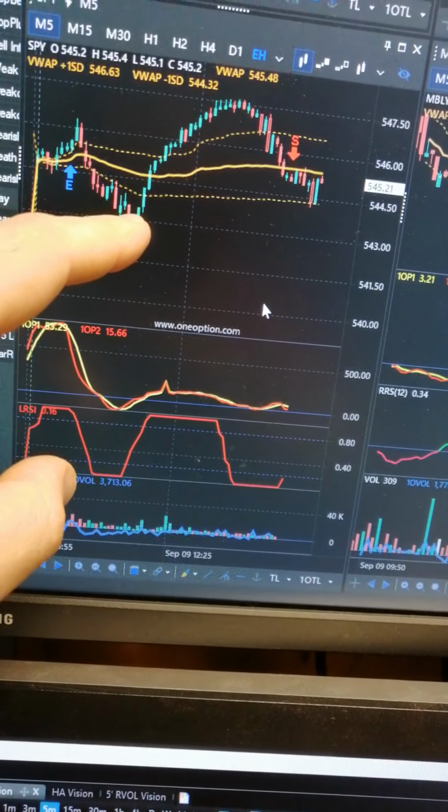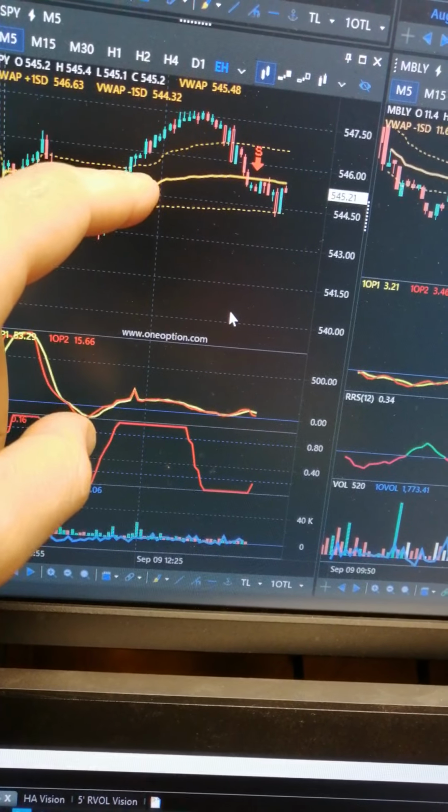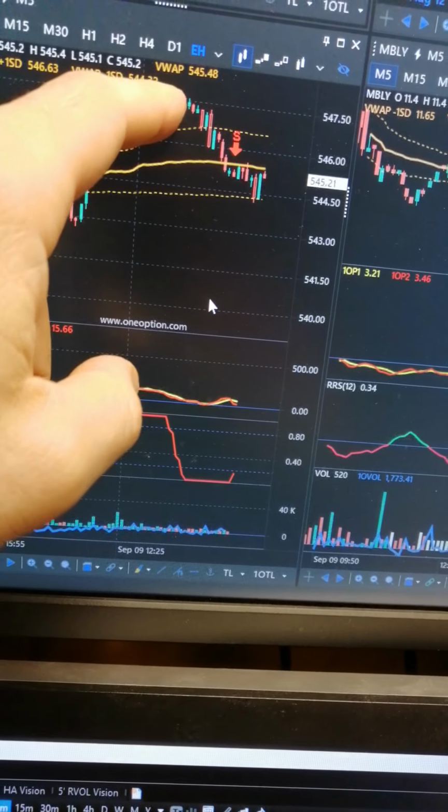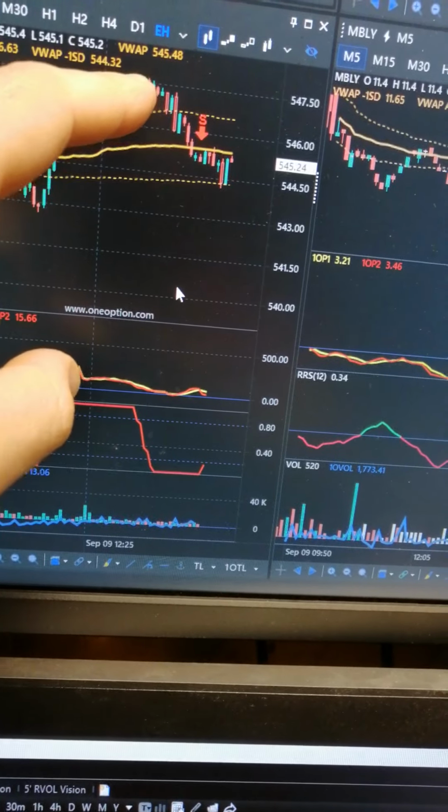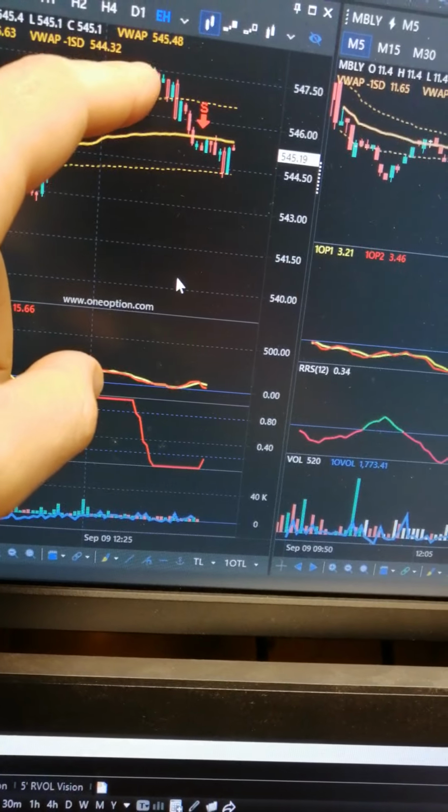So then we got this monster rip through everything, and I was in a butterfly, and I just held the butterfly because we didn't get confirmation. We didn't get a bounce off VWAP. We didn't even get a bounce off the second standard deviation. So I knew that our chances of flushing back to VWAP are actually quite high.